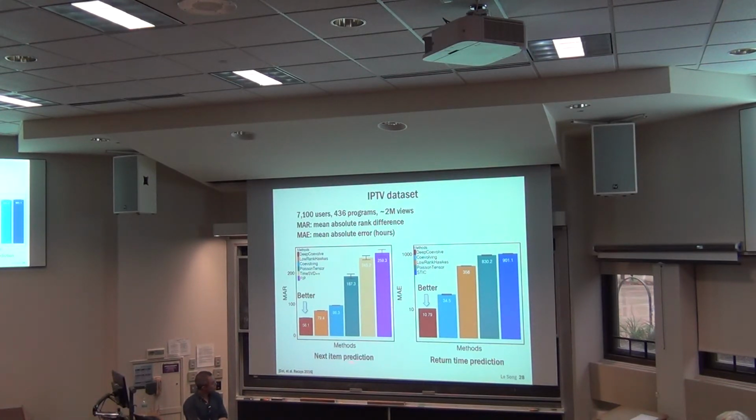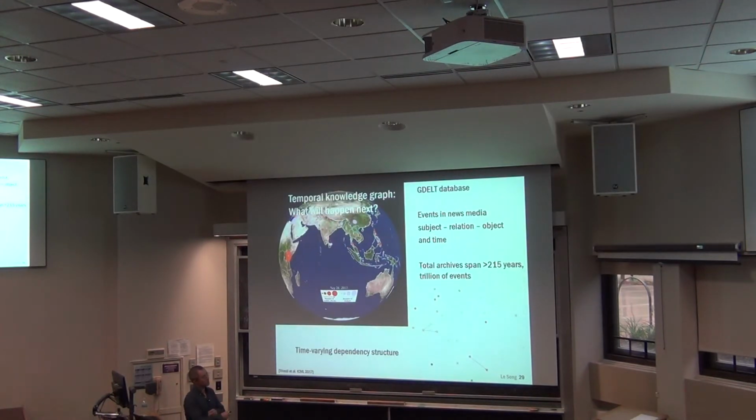I'm not going to go into the detail. This is some kind of online TV viewing data set. This is in terms of the rank, how accurately you can predict the next item. The lower the better, and similarly, the lower the better for the MAE for the prediction time. But I'm going to talk about a more interesting example, how you actually interpret this model's prediction, whether it learns something that intuitively makes sense.